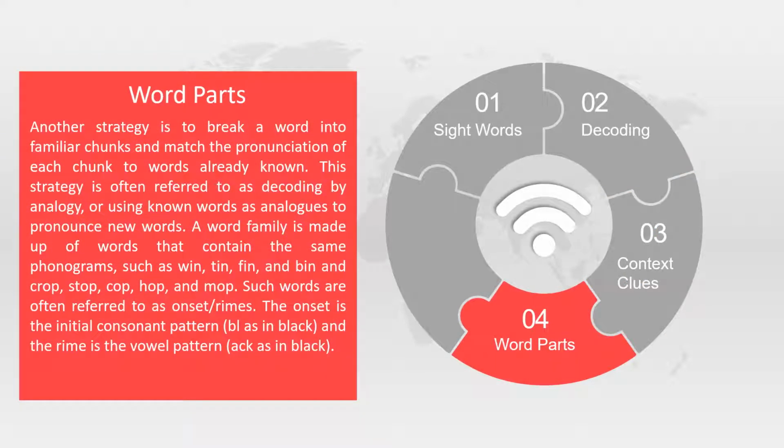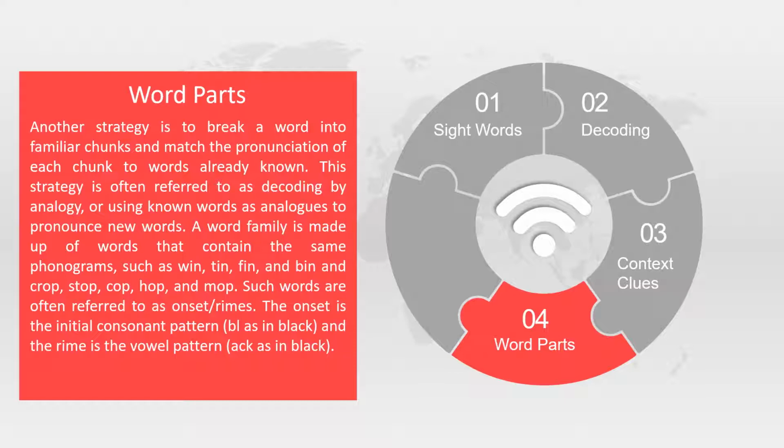Word parts is another strategy, and it's basically when the students break a word into familiar chunks and match the pronunciation of each chunk to words they already know. And this strategy is often referred to as decoding by analogy, or using known words as analogs to pronounce new words.